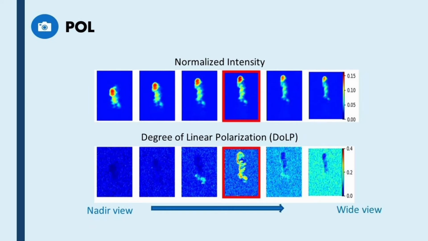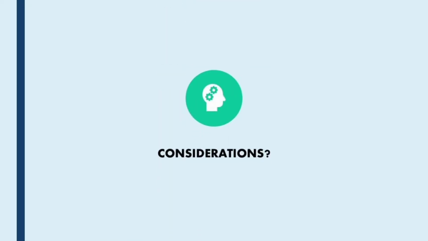In the simulation, it looks like this. You can see here a few satellite views. In the red box is a satellite view which coincides with the cloud bow peak, and you can see the high degree of polarization. Now let's talk about the imager considerations for our mission.